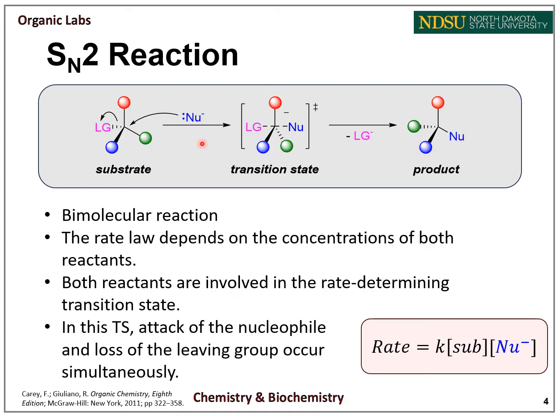And what happens is you get nucleophilic attack from the nucleophile on the electrophilic carbon. This leads to a 5-membered transition state where you simultaneously make that carbon nucleophile bond and then break that leaving group carbon bond to get our products.